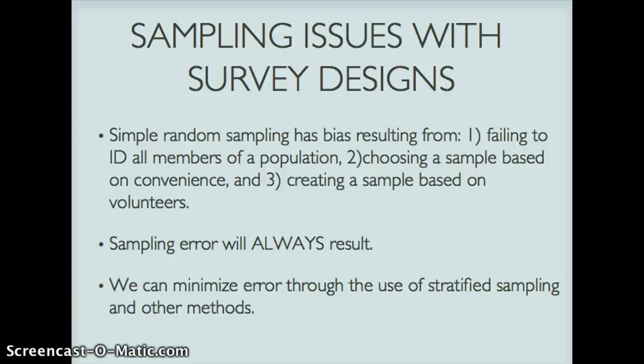So just think about your own knowledge of being sampled to conduct a survey. A lot of it is just convenience, and identifying all the people in the population is really difficult. So surveys are a lot of times given to research participants that are conveniently available. We can minimize error of sampling if we use stratified sampling and other methods.